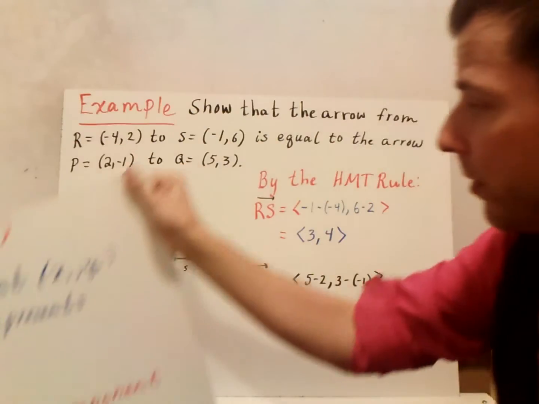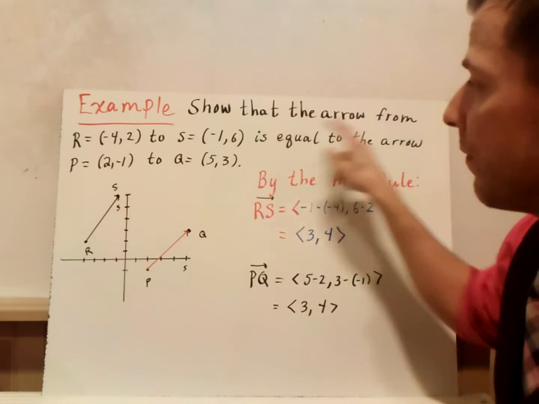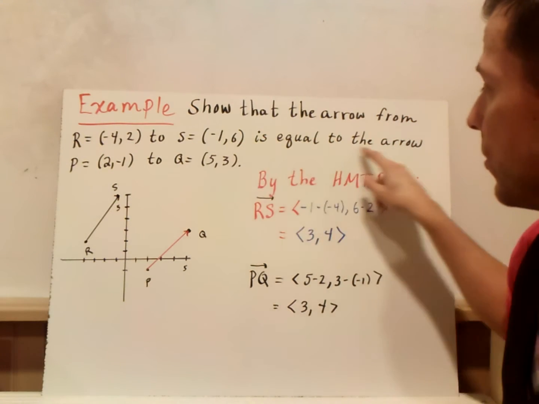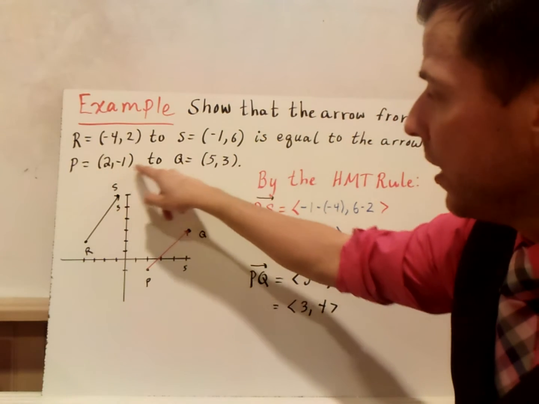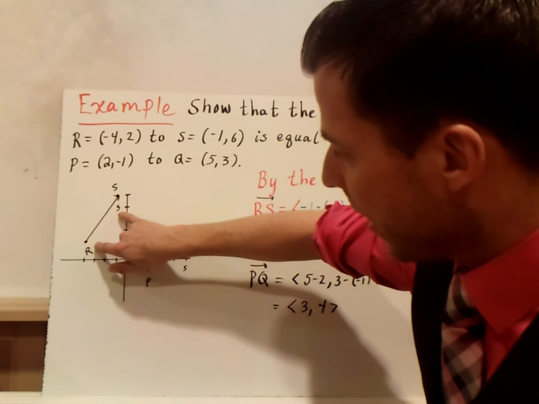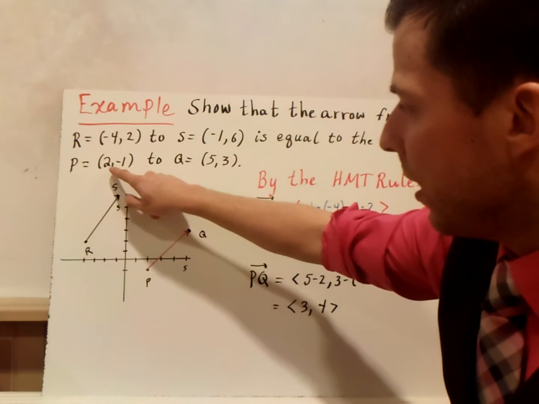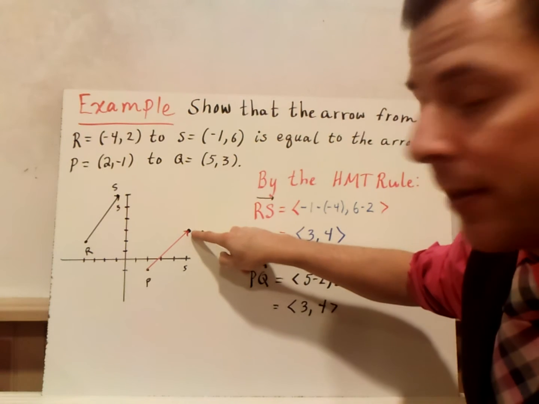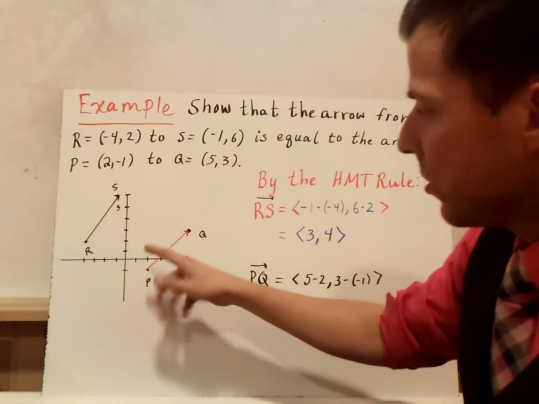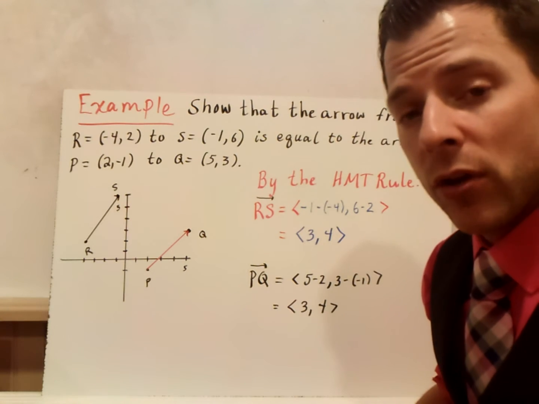Let's look at one example of what vectors are and seeing if they're equal. In our example, show that the arrow from r equals -4, 2 to s equals -1, 6 is equal to the arrow from p equals 2, -1 to q equals 5, 3. Directed line segments are vectors. So here I put my vectors here and here. There's p to q, 2, -1 to 5, 3, and r to s, -4, 2 to -1, 6. They appear to be going in the same direction, and they almost look like the same length. So we want to know if they're equal.